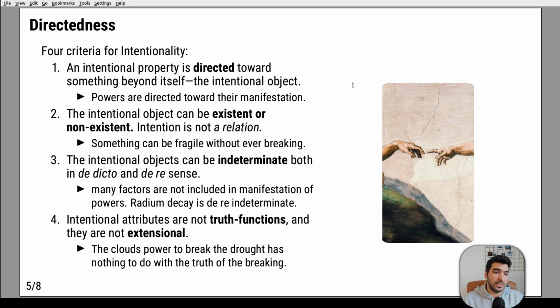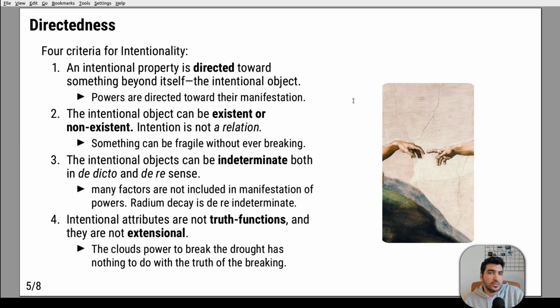For instance, we have the radium decay of atoms. It has the power to decay, but it's de re indeterminate. We just don't know when it's going to happen. We know that if we have an amount of them, after the half-life, half of them have decayed. But if you have one single atom, there's a probability of it, but we don't know when exactly. That's de re indeterminate.